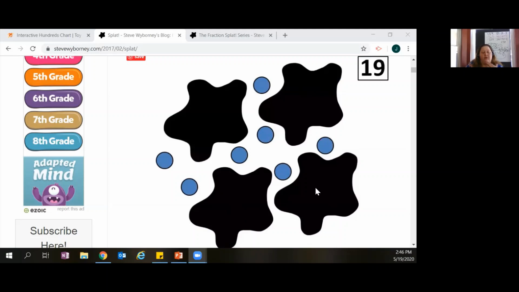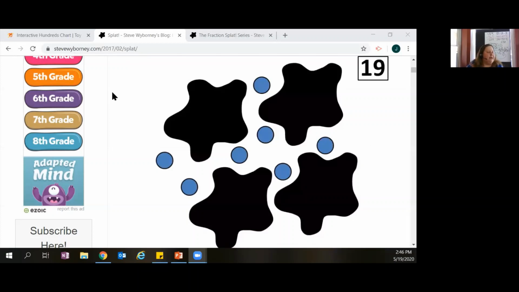So if there are 12 blue dots total that are hidden, in this case, I'm dipping into division. I'm going to divide it by the 4, and I know that there are 3 blue dots under each one of those Splats. I just have this up as a model. I don't have it set up in the PowerPoint, so I can't reveal it to you. But trust me, there are 3 blue dots under each one of those.